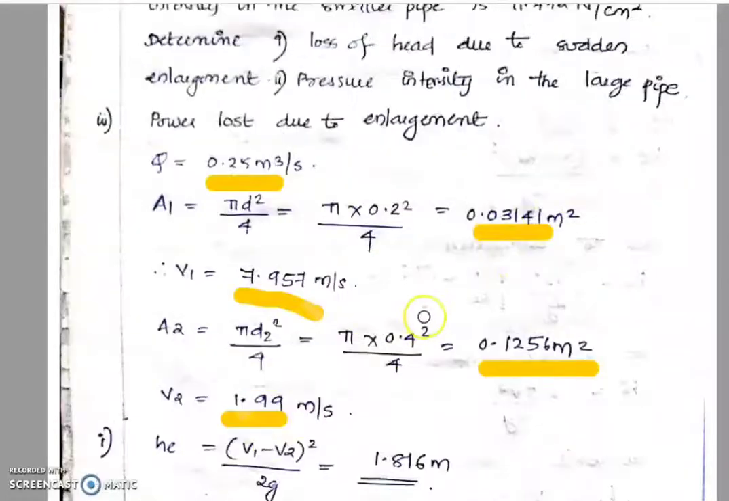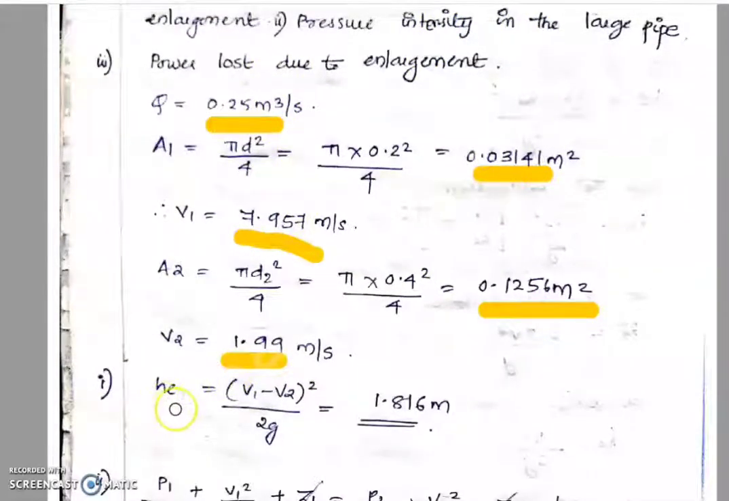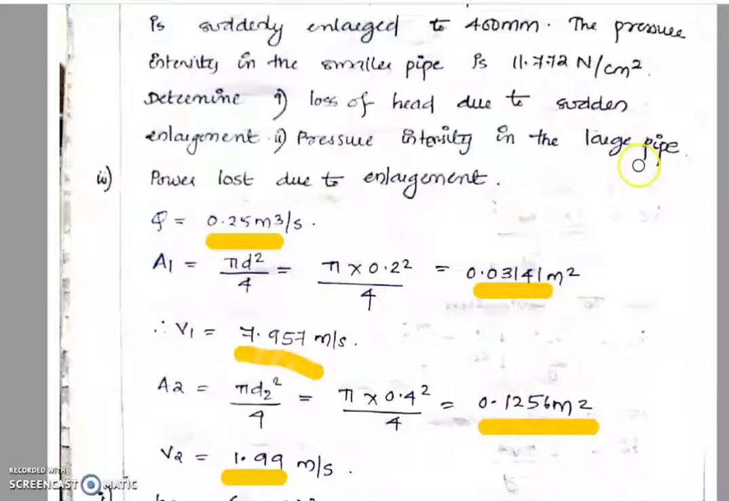So the first one is the loss of head due to sudden enlargement, that is HE. What is the equation? It is (V1 minus V2) the whole square by 2g. All the equations you have to learn by heart. So directly substitute all these values in this equation, and you will get the answer as 1.816 meters. And the second part is to find the pressure intensity in the large pipe.